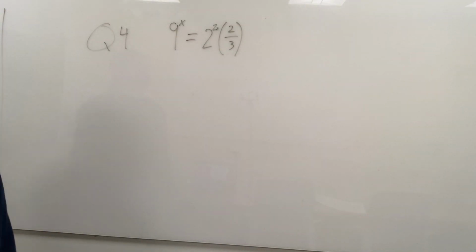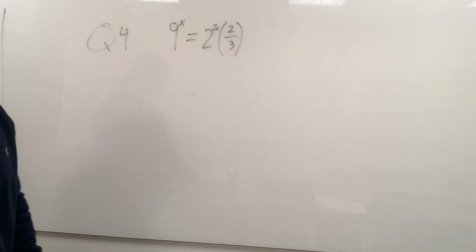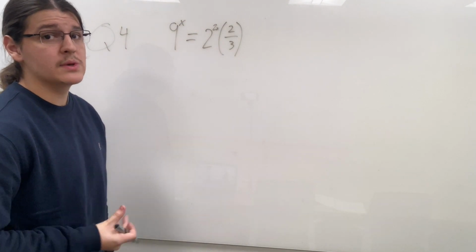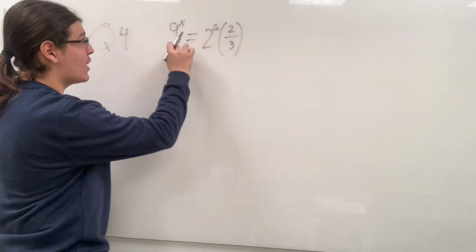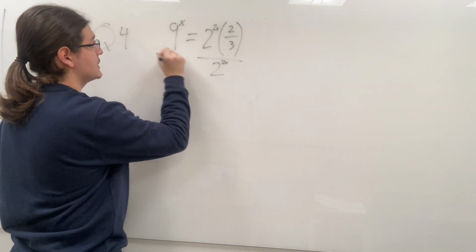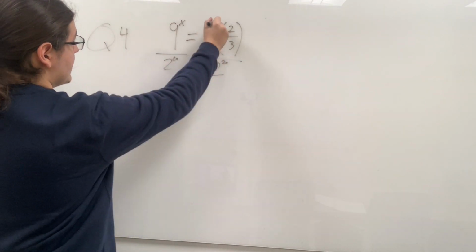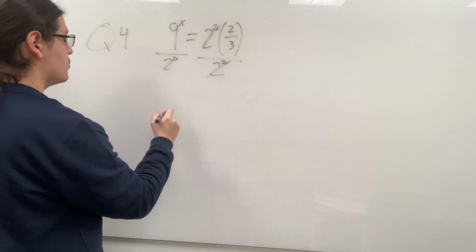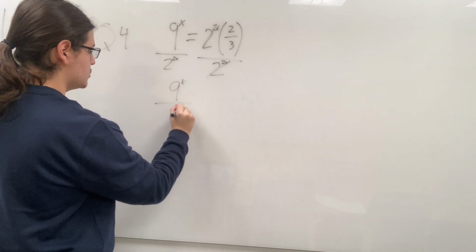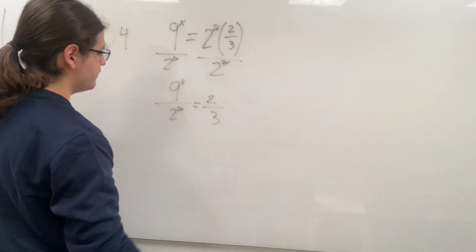Our fourth problem. Here we are. 9 to the power of x is equal to 2 to the power of 2x times 2 over 3. I'm going to go about this the same way we solved our last problem. I'm going to get our x's on the same side, so we're just going to divide this by 2 to the 2x. Then cancel, cancel. And here we have our new equation: 9 to the x divided by 2 to the 2x is equal to 2 over 3.